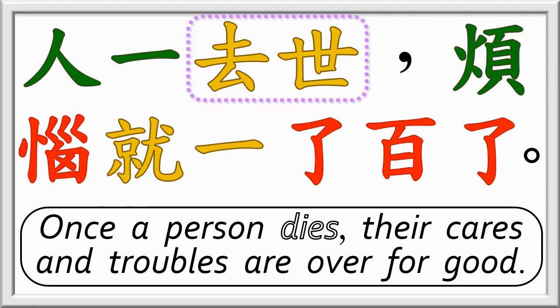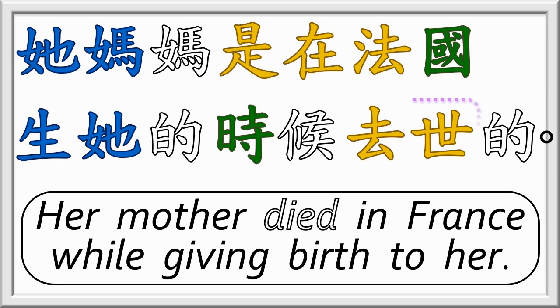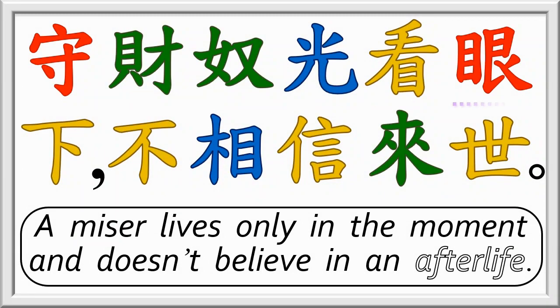人一去世，烦恼就一了百了。Once a person dies, their troubles are over for good. 他妈妈是在法国生他的时候去世的。Her mother died in France while giving birth to her. 来世 means the afterlife, the next life, or reincarnation, depending on your religious inclination. 守财奴光看眼下，不相信来世。A miser lives only in the present and doesn't believe in a life to come.